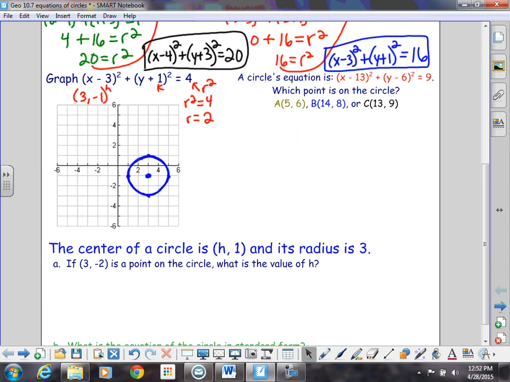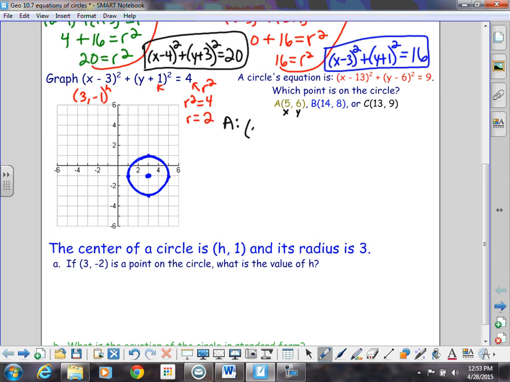So in this next example, they're asking us which one of these points is actually on this equation of the circle. So we're just going to be plugging in. If I plug in point A, remember that's going to be my x and that's my y. So we'll see which one works out.